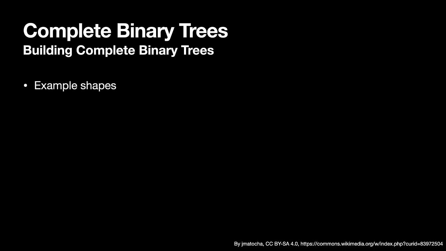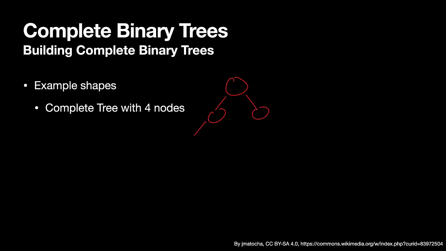So let's look at a complete tree with 4 nodes. We left off with a complete tree with 3 nodes. So the root had its left and its right, and the root's left would also have a left. So that gives us our 4 nodes.